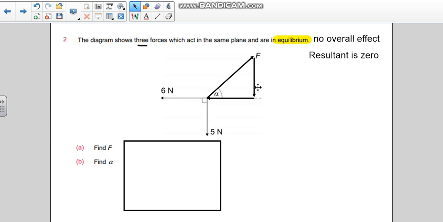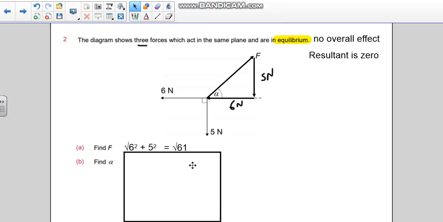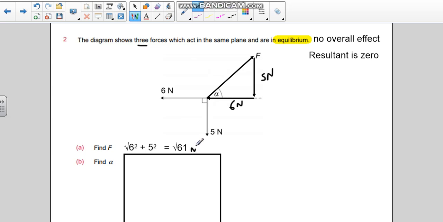But we've got a nice right angle triangle now, so let's write in that this force here was worth 6 newtons, and this force here was worth 5 newtons. To work out this force in newtons, I need to use Pythagoras with 5 squared and 6 squared summed and square rooted. So here we have 6 squared plus 5 squared, the square root of that is root 61, and that again is in newtons. You could work that out as a decimal, but we'll write in root 61 newtons. So the size of that force is root 61 newtons.